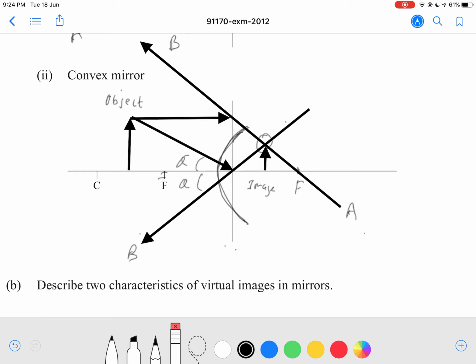As you can see, our image here is virtual, and it's upright once again. And this time, the image is smaller than the object, so we're going to say that the image is diminished. It is smaller than it once was.